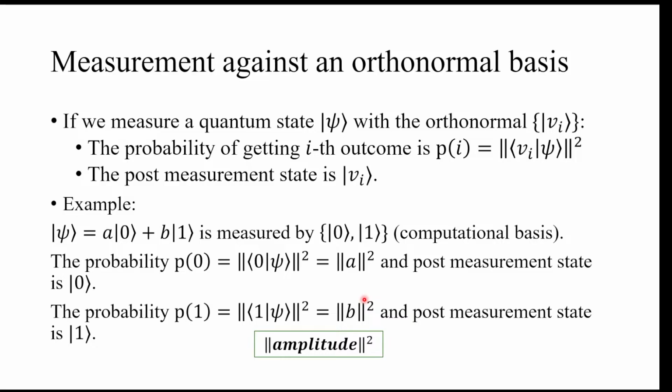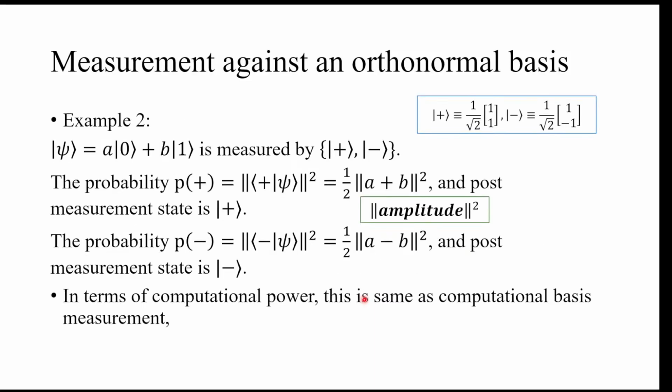Okay, and then let's change to a different basis. So we have this 0, 1 basis. We can also measure in the plus minus basis. Okay, and remember, plus and minus are the eigenvectors of the X Pauli, and they are those two vectors. Plus is 1 over square root 2 times (1, 1), minus is 1 over square root 2 times (1, minus 1).